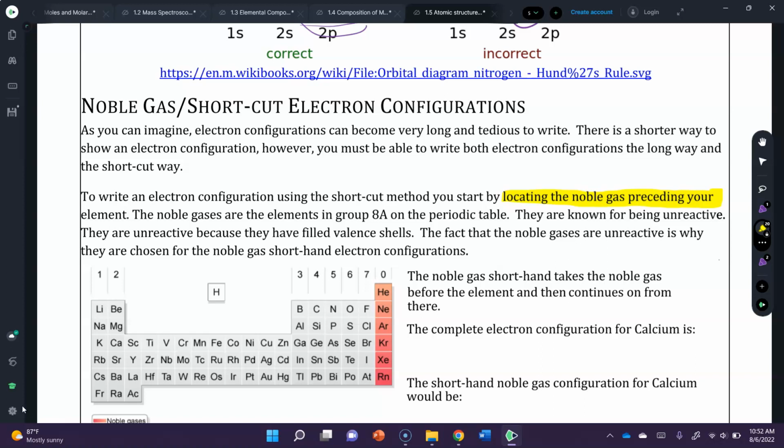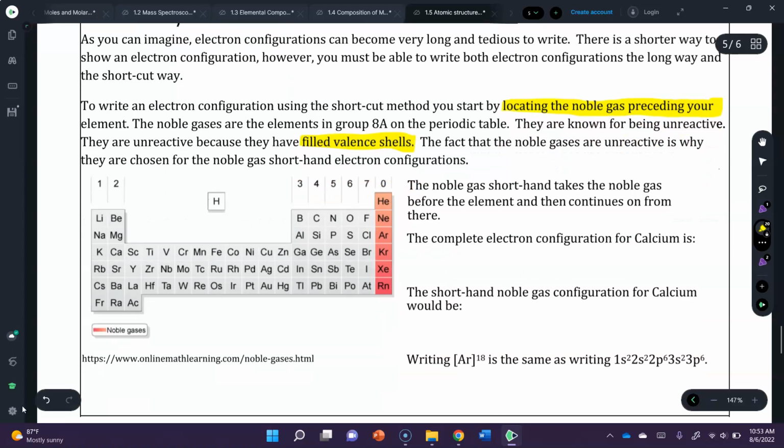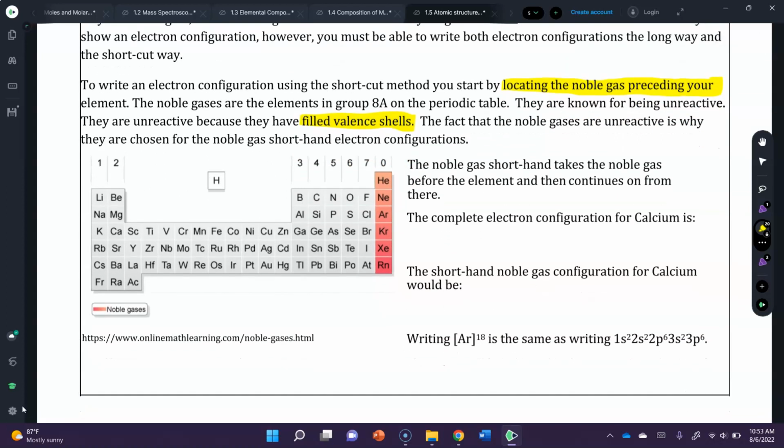They are unreactive because they have filled valence shells. So it makes them a really good place to start with a shortcut. The fact that noble gases are unreactive is why they are chosen for the noble gas shorthand electron configurations. So this takes the noble gas before the element and then continues from there.